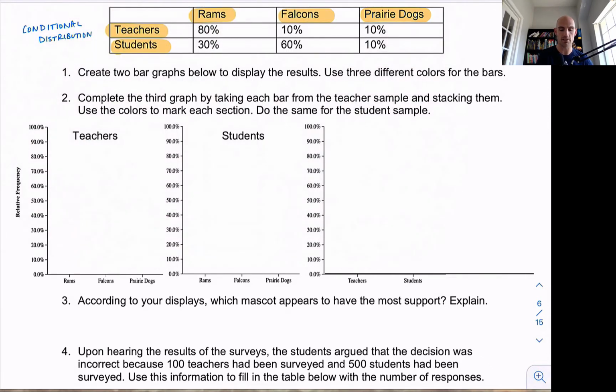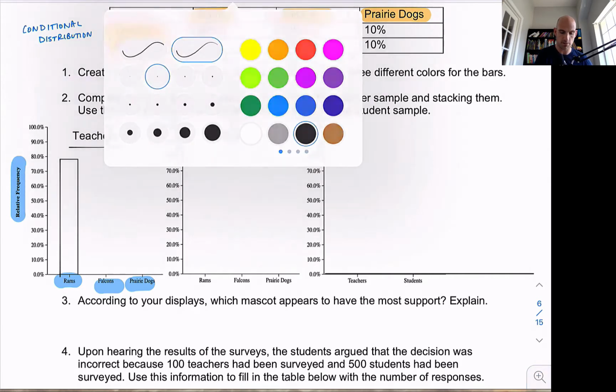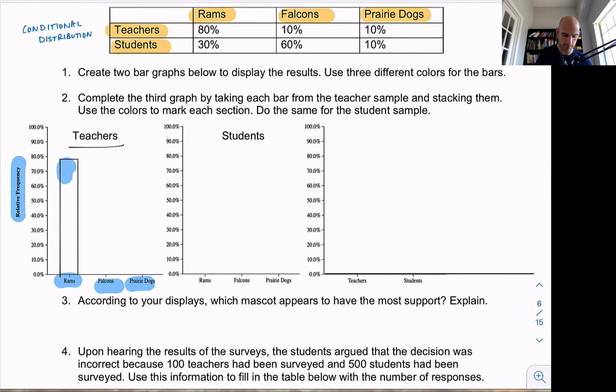Down at the bottom, you're going to notice that we have our three animals, and then along the side we have relative frequency. Relative frequency again talks about the percent that is used to describe the people that answered a given answer. At the top here we're talking about the teachers, so we're going to look at the first row of our chart. The Rams bar is going to go all the way up to 80%. So I'm going to draw myself a little bar here at 80%, and we're actually going to use blue to color that in. And you're going to see why in just a minute.